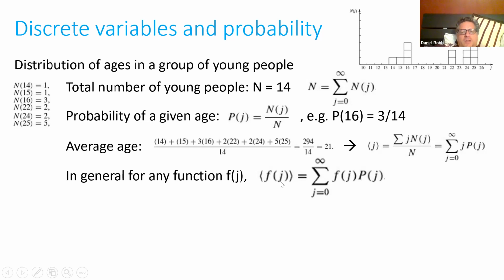Okay, so we can generalize this actually. It doesn't have to just be the age itself. It could be any function of the age that we take an average value of. So for example, we could take the average of the age squared. f of j would be j squared. And then if that were the case, this would be the sum from j equals 0 to infinity of j squared p of j. So any function of j can just be plugged in here and will give a valid answer.